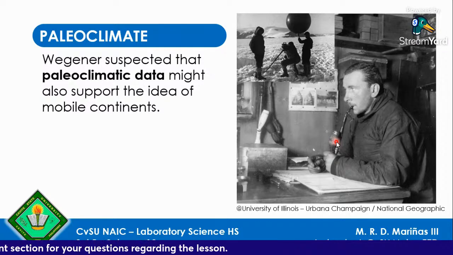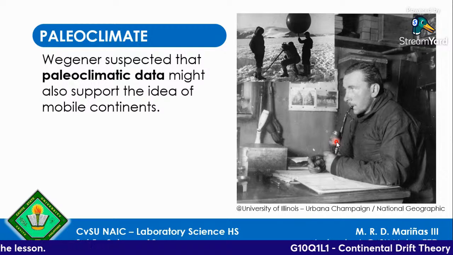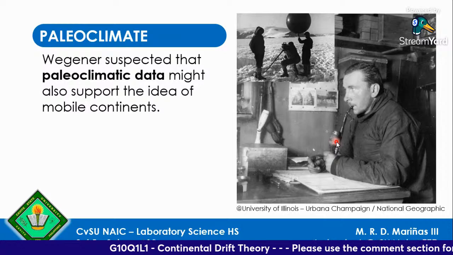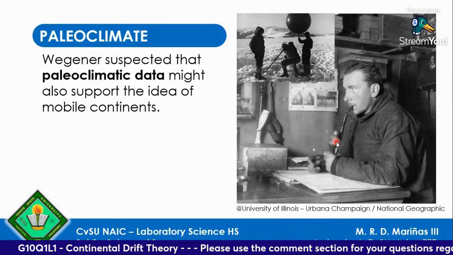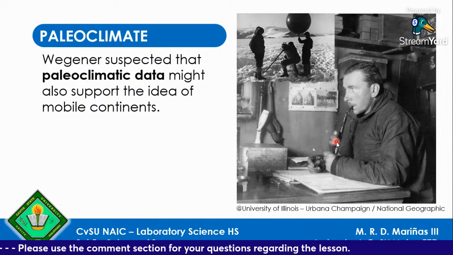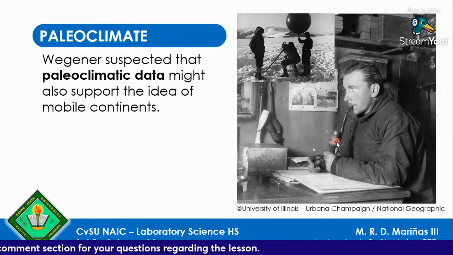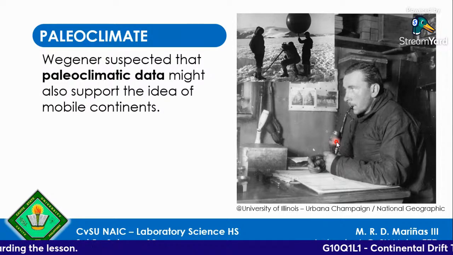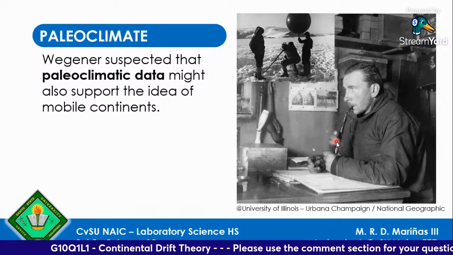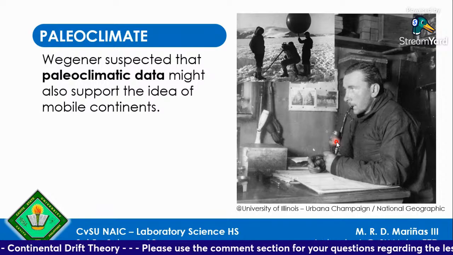So lastly, sa kanyang proposal, Wegener suspected that paleoclimatic data might also support the idea of mobile continents. Okay? So pag sinabi nating paleo means old or ancient, climatic or climate means these are the condition of an environment for a long period of time. So ginamit ni Wegener tong idea na ito, tong mga ancient climate data na ito para masuportahan yung paggalaw ng mga mobile continents na yan. So hindi sapat yung fossils, yung rock types, and even the climate itself was actually used by Wegener to prove his continental drift theory.